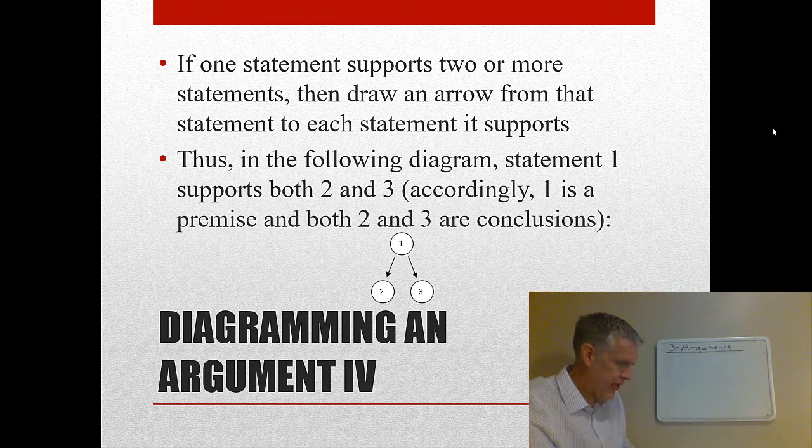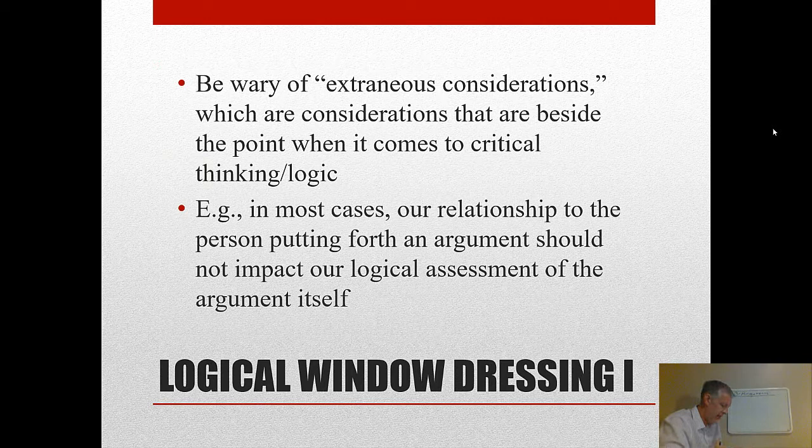Okay, so let's conclude by discussing logical window dressing. So the idea here, as I mentioned at the top of slide 21, is to be wary of extraneous or superfluous considerations, things that, from a logician's perspective, from a critical thinker's perspective, should have no bearing on the merits of our assessment of the arguments at play. That's what we care about from a logician's perspective: the arguments and the merits of the arguments. We don't want to be swayed by other factors, okay? And that's what we have to be on guard against.